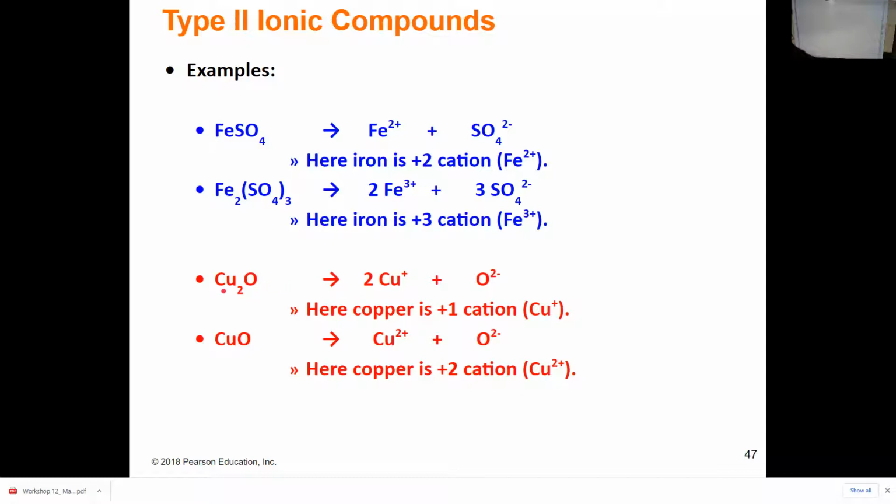If the formula is Cu2O, that means that you needed 2 coppers to counteract the oxygen charge. So every copper must have had a +1 charge. If the formula of the compound is CuO, then the copper must have had a +2 charge for the oxygen's -2 charge to be counteracted.